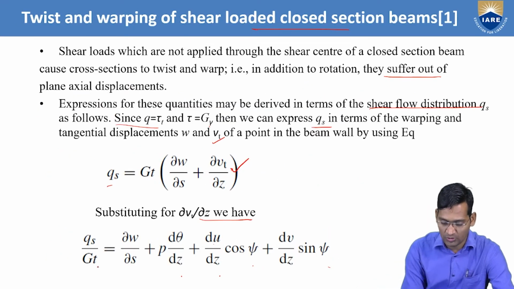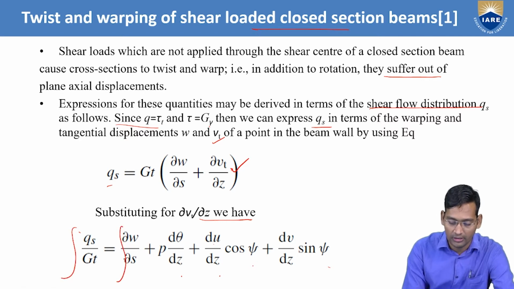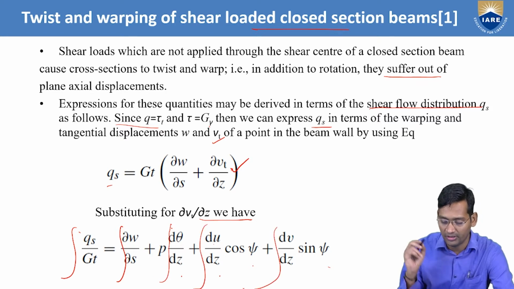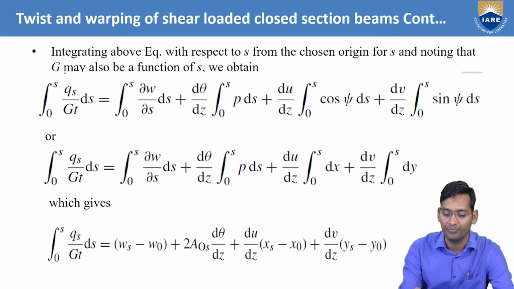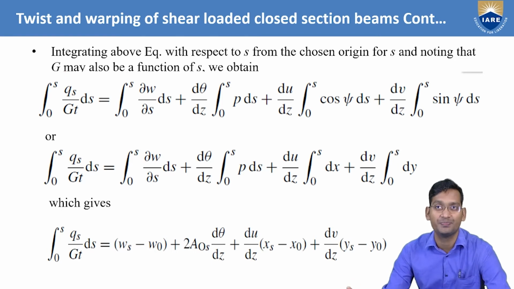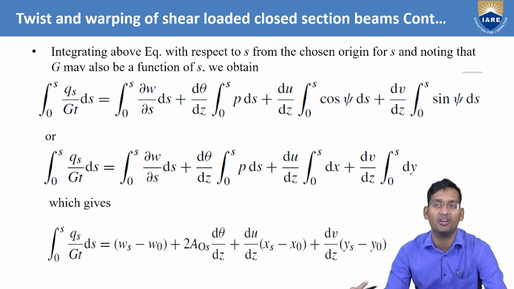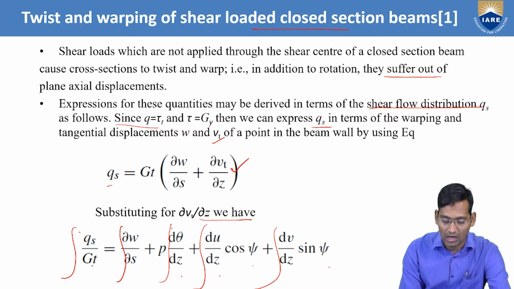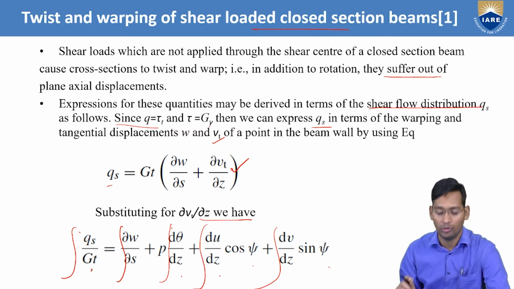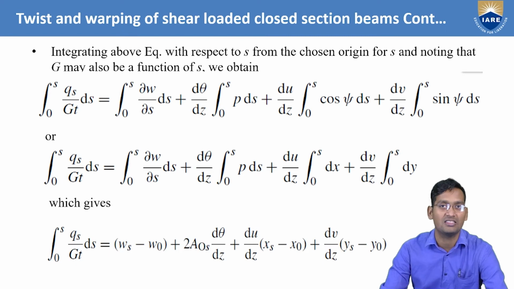Now just see, we integrate the above equation with respect to s. After putting the integration sign here, p will be constant. From the chosen origin, like in the previous question where we selected 1 as the origin, so from 1, and noting that G may also be a function of s, so here G is also not constant. So we cannot keep this out of the integration. G can also be a function of s.